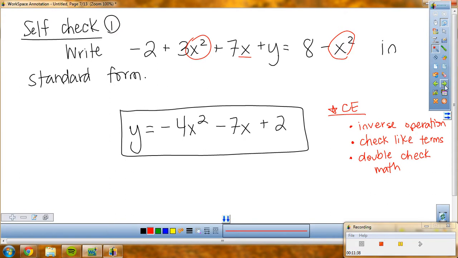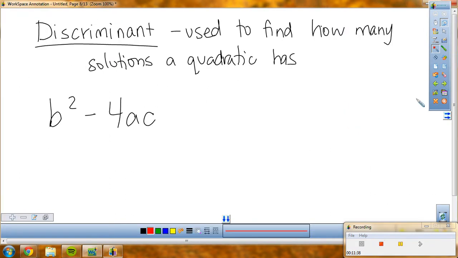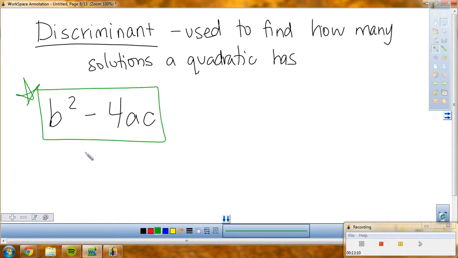So moving on, once we know how to rewrite our quadratics in standard form, we can do a lot of things with that, and those are all going to follow. But one other thing that we can do with our quadratic forms is find how many solutions they have. And this is the important formula that we need to use. This is called the discriminant.